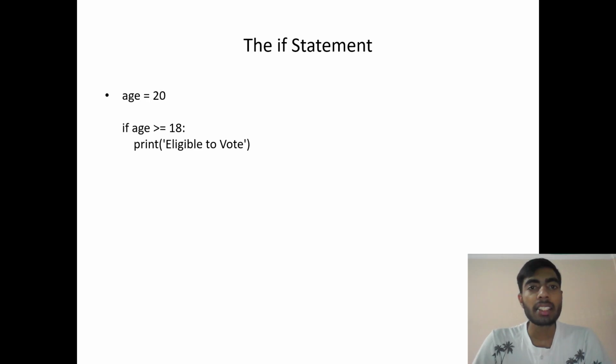The if statement executes a block of code only when a condition is true. Here, the variable age is equal to 20. The condition checks whether age is greater than or equal to 18. Since the condition is true, Python prints eligible to vote. If the condition were false, Python would simply skip the print statement. The if statement is the simplest form of decision making.